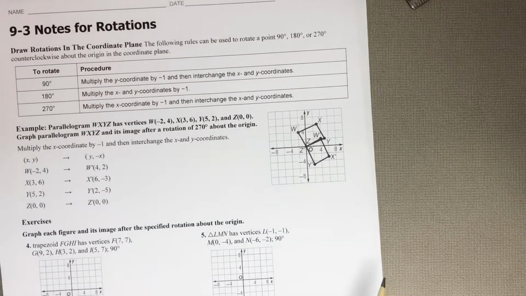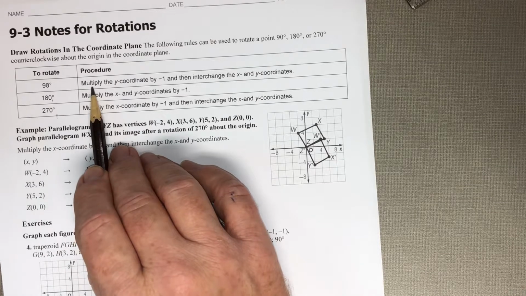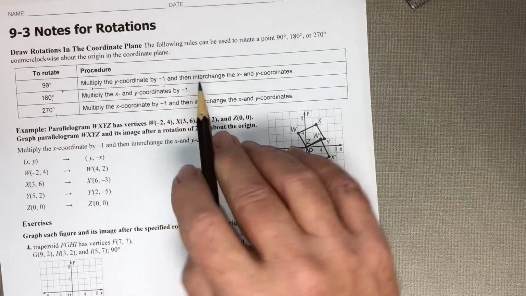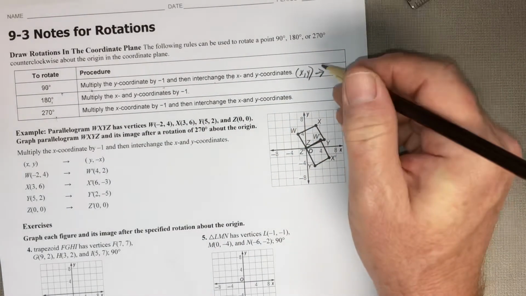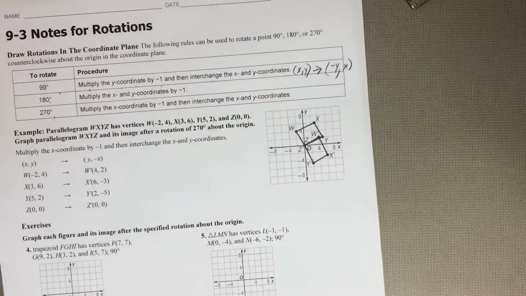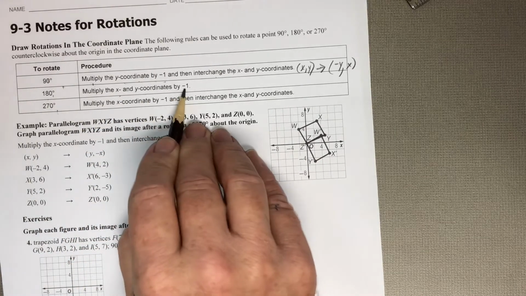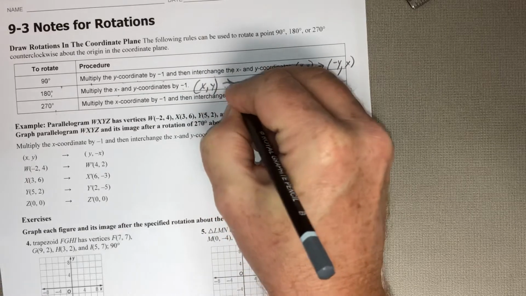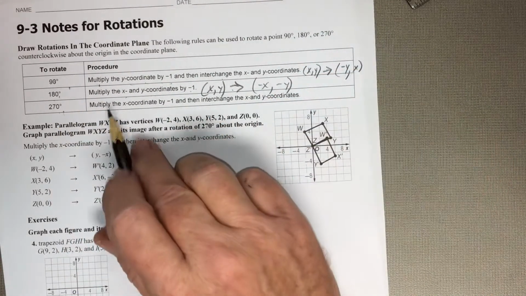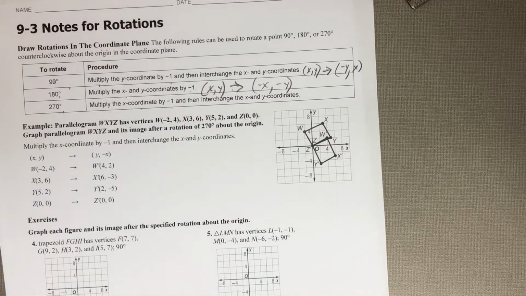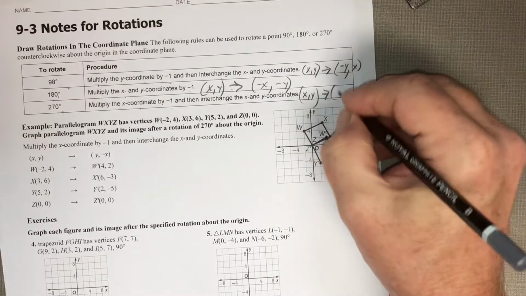Here are the rules for rotating 90 degrees, 180 degrees, 270 degrees. The rule for rotating 90 degrees is to multiply the y coordinate by -1 and then interchange the x and y coordinates. So that means (x, y), and this is the coordinate rule you need to memorize, will become (negative y, x). To rotate 180 degrees on the coordinate plane, you multiply the x and y coordinates by negative 1. So (x, y) will transform to (negative x, negative y). And to rotate 270 degrees, you multiply the x coordinate by negative 1 and then interchange the x coordinate with the y coordinate. So any ordered pair (x, y) would change to (y, negative x).